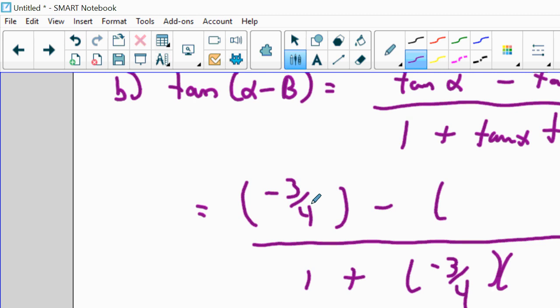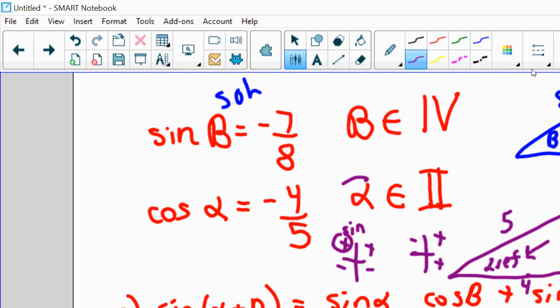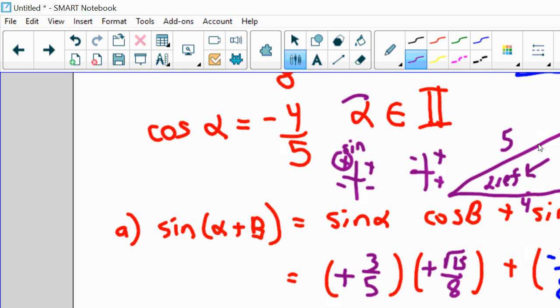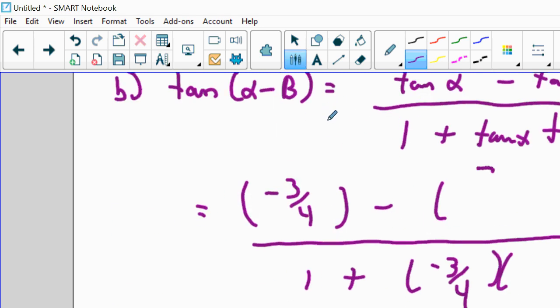Now we got to do tangent beta. Tangent beta is TOA, but you got to go back up and you go beta. Where's beta? In the fourth. So tangent is negative in the fourth. So you're sitting on beta and you go 7 over the square root of 15, with a negative. 7 over the square root of 15.